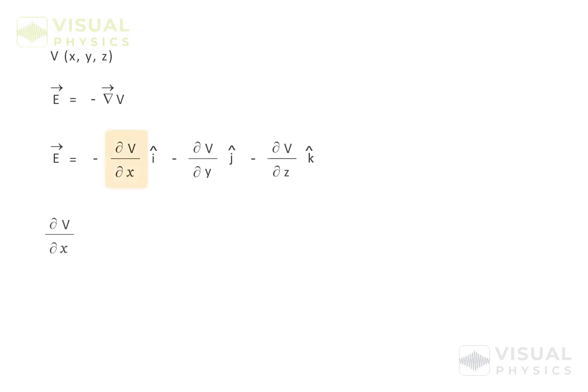So if the function of potential along x, y, and z is known to us, then the field is given by the negative gradient of potential, which is represented by partial derivatives. Here this term means that we take the derivative of potential with respect to x, assuming that y and z are constants. Similarly, this term means the derivative of potential with respect to y, taking x and z to be constant. And similarly for this term.